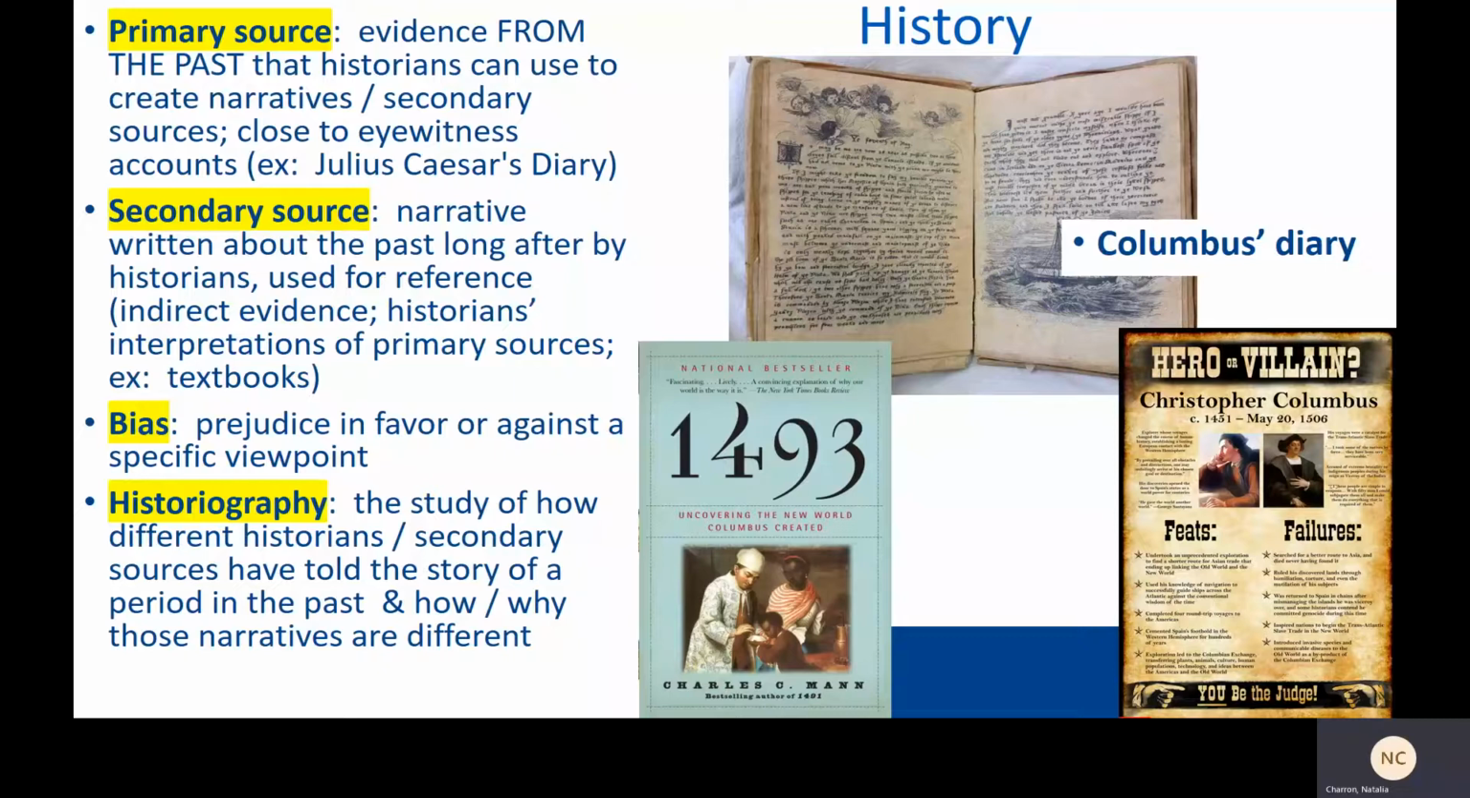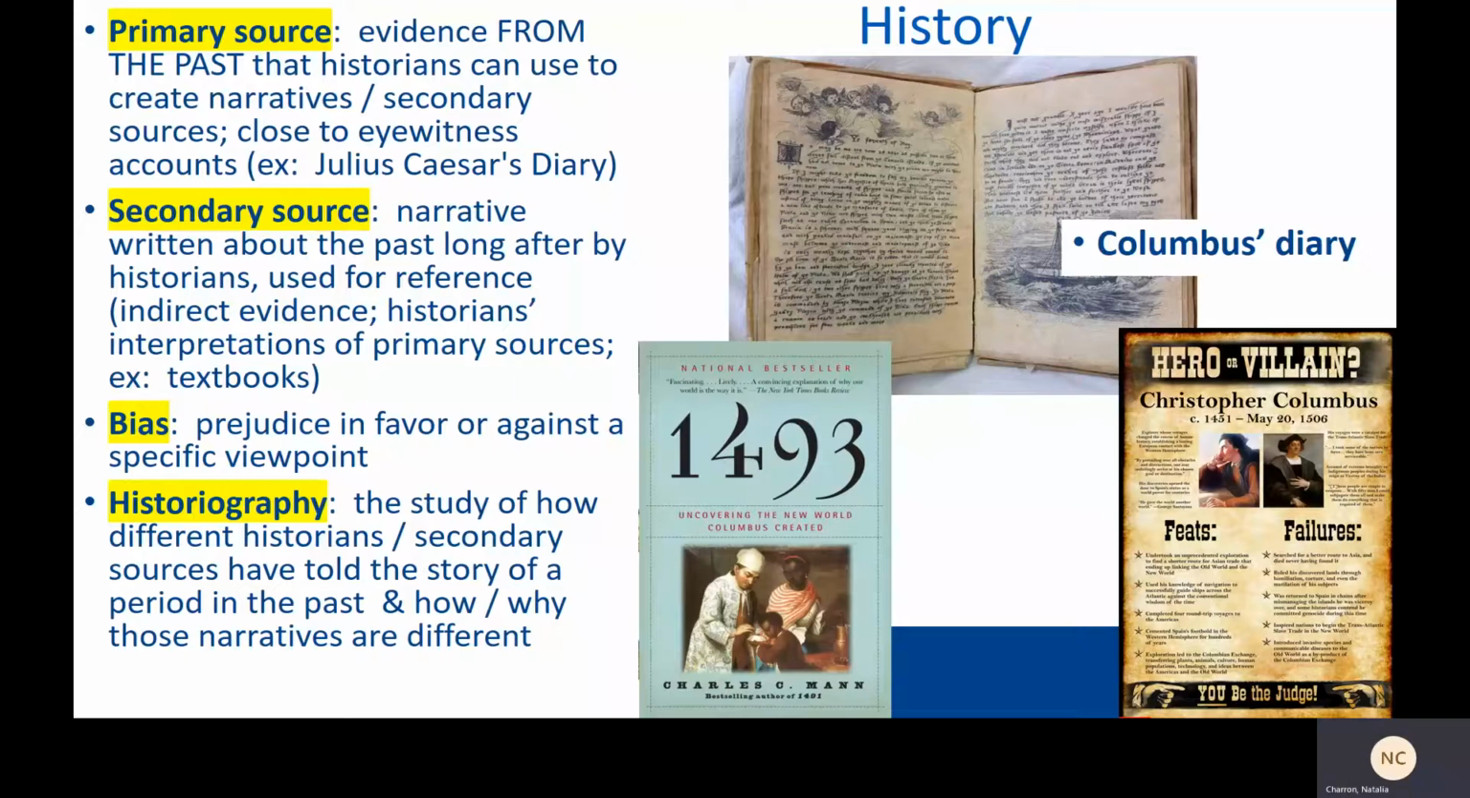So for example, if we're studying ancient Rome, Julius Caesar's diary, which would have been written during the time of ancient Rome, is a primary source. On the pictures, you'll see actually a copy of Christopher Columbus's diary. If we're looking at the discovery of the Americas, that's a primary source. It's the first place we should go to get a sense of what the past was like, because it tells us about the past from the perspective of the people who were there.